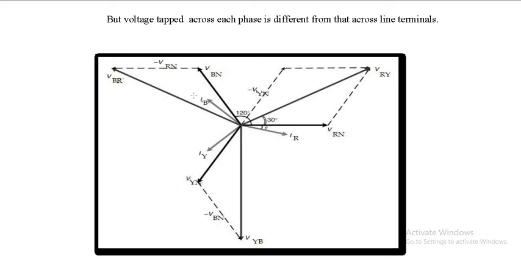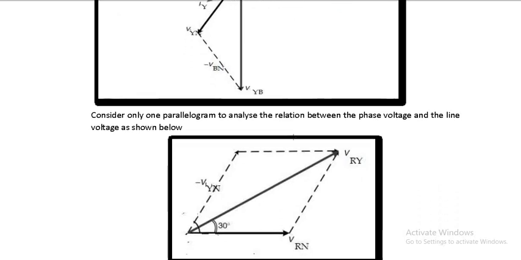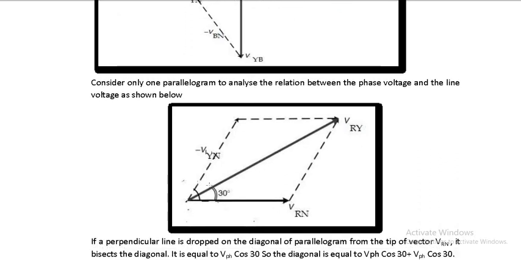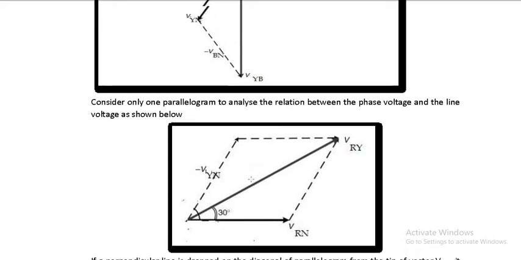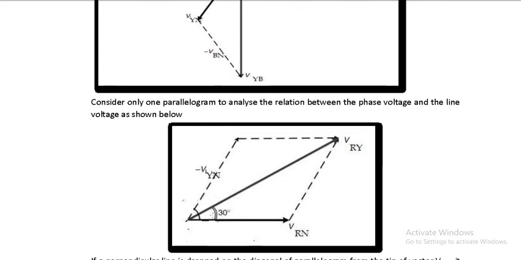Okay, now if you just consider one parallelogram like this, you can have Vrn minus Vy, and that gives you Ry. If you drop a perpendicular from this on this, the parallelogram property is that it bisects. Now, when you talked about the phase values 120 degrees apart, when the negative phase voltage was drawn, it became 60 degrees, and when the resultant was drawn, the angle became 30 degrees, right? So you can see this angle is 30 degrees.